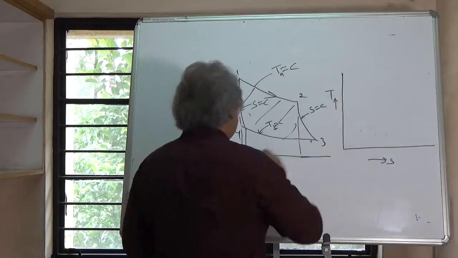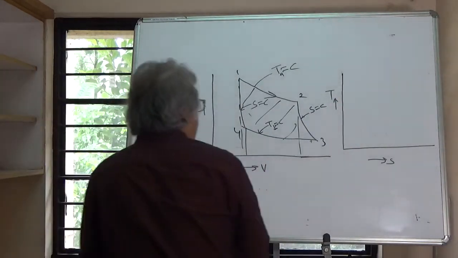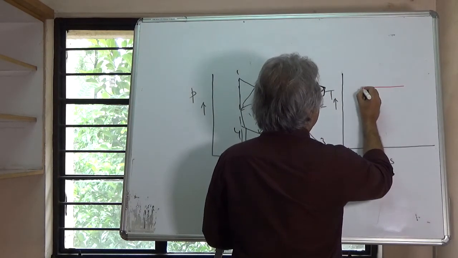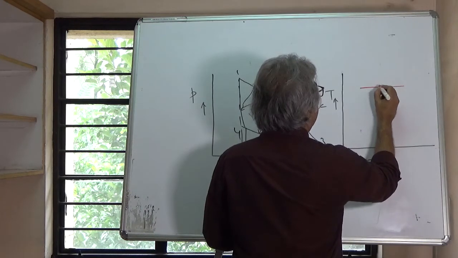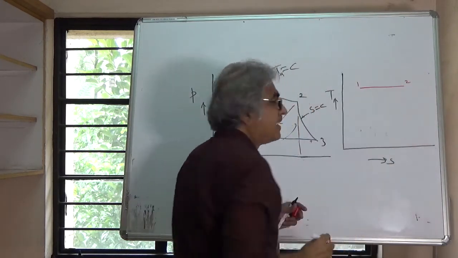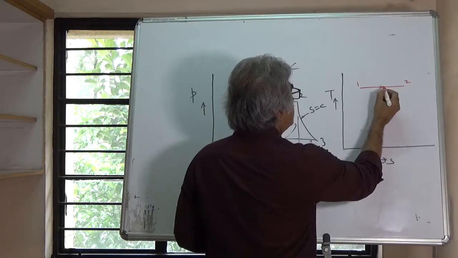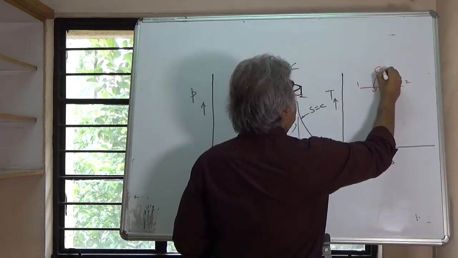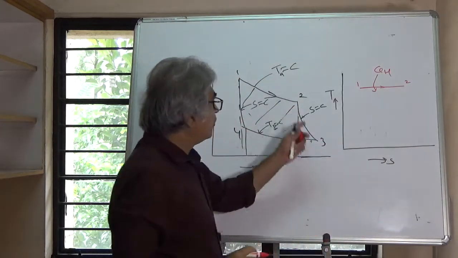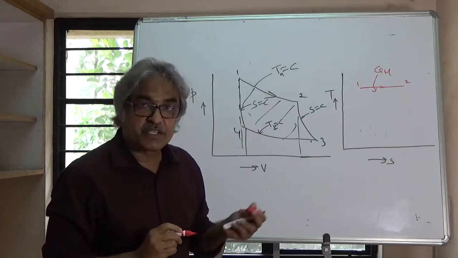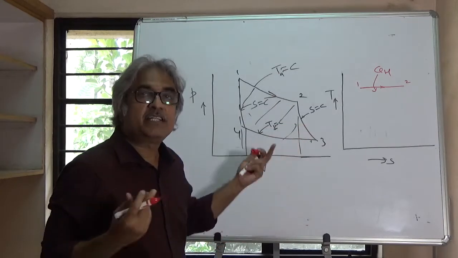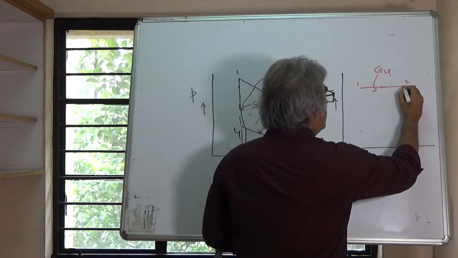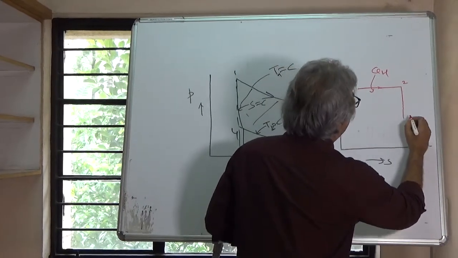So constant temperature means I can show this by a constant temperature line, okay? And this is 1, this is 2. This is reversible isothermal, and during this heat is added. So QH amount of heat is added. 2 to 3 is a constant entropy process. We just discussed this. It is constant because it is a reversible adiabatic process. Constant entropy, and the x-axis is entropy, so this will be a vertical line.